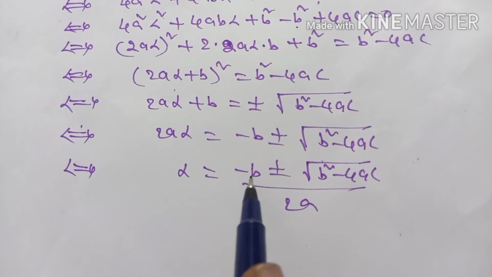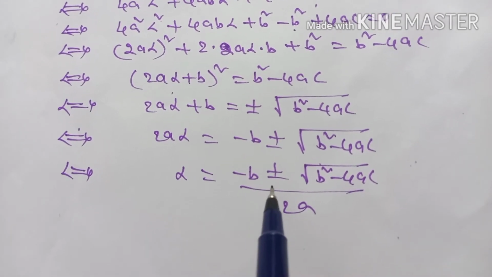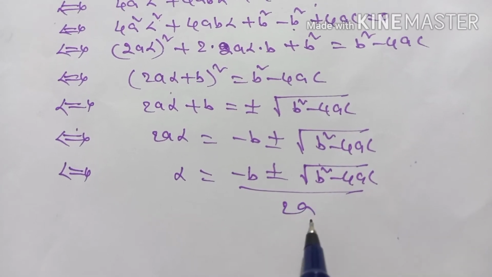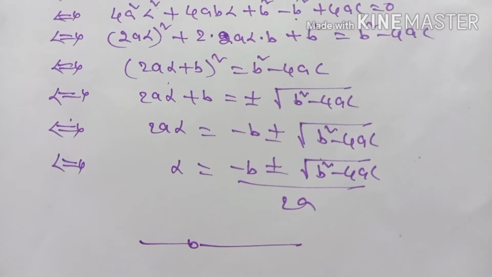One root is minus b plus root of b square minus 4ac by 2a, the other is minus b minus root of b square minus 4ac by 2a. Now completed. Now one example.